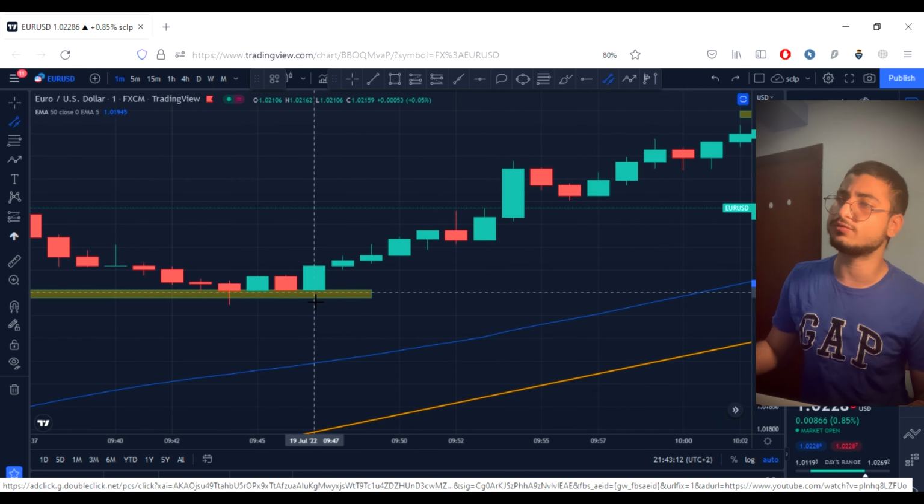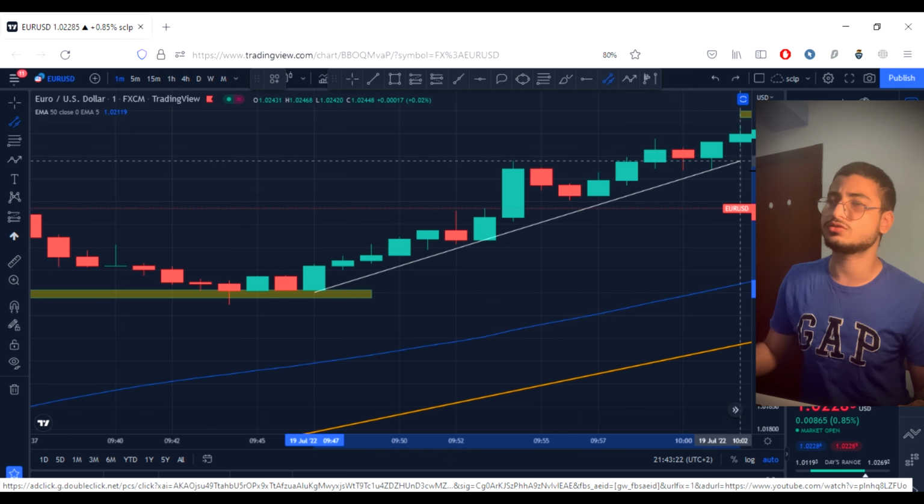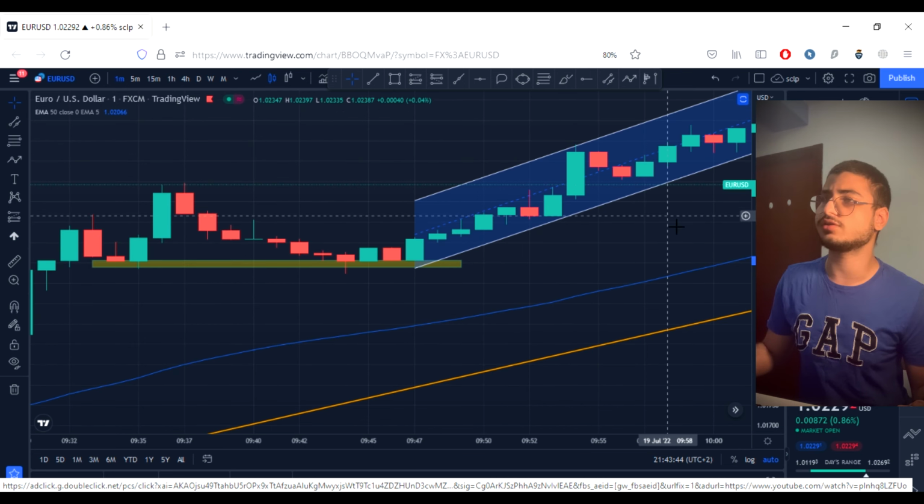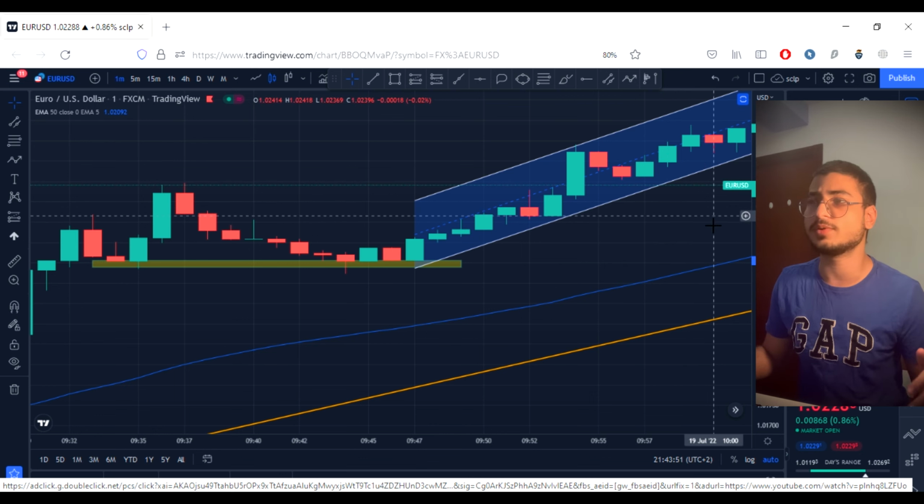So with the parallel move right here, I wanted to mark up my zone just to know when it will break the short-term trend. So I marked out this range right here, and I wanted to take the short momentum downside.